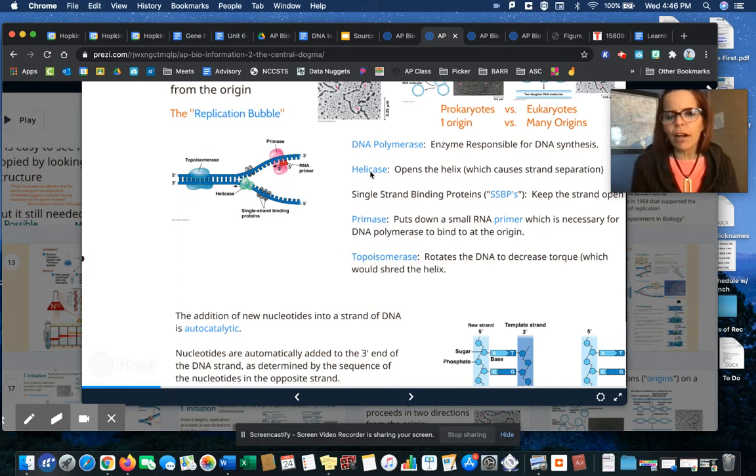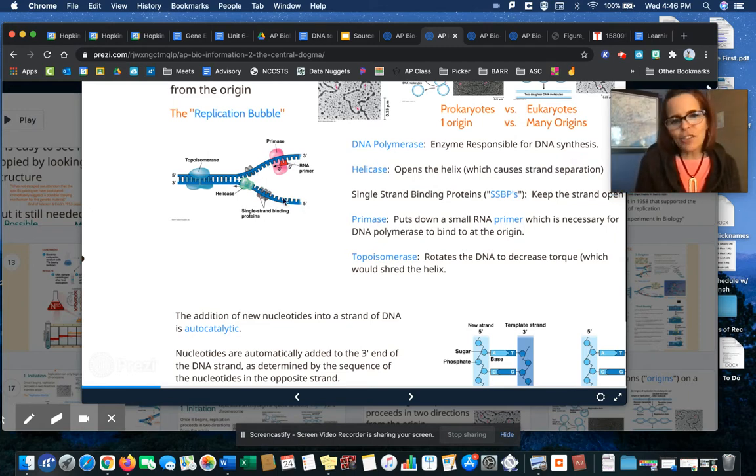These are the enzymes that you are required to know. You need to know topoisomerase, primase, helicase, DNA polymerase, and then the last one you need to know is ligase, and we'll get to that in just a second. So DNA polymerase is going to read in the 3' to 5' direction, and it's going to build in the 5' to 3' direction. On the leading strand, that happens continuously.